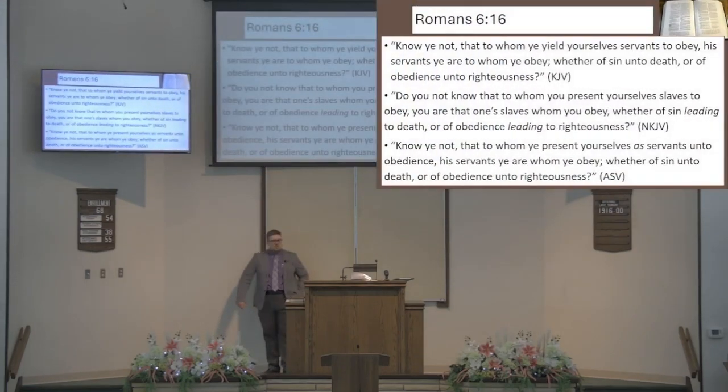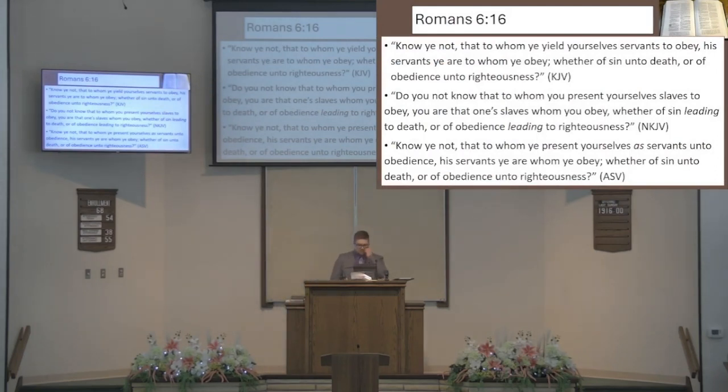The first of those is Romans 6, verse 16. The first one on the board is the King James Version. Know ye not that to whom ye yield yourselves servants to obey, his servants ye are to whom ye obey, whether of sin unto death or of obedience unto righteousness. New King James Version: Do you not know that to whom you present yourselves slaves to obey, you are that one's slaves whom you obey, whether of sin leading to death, or of obedience leading to righteousness?